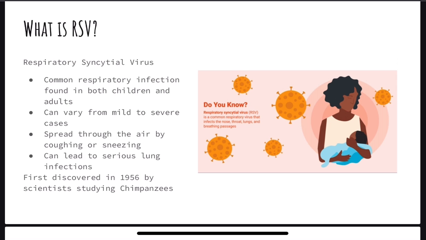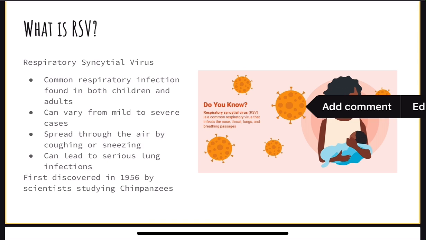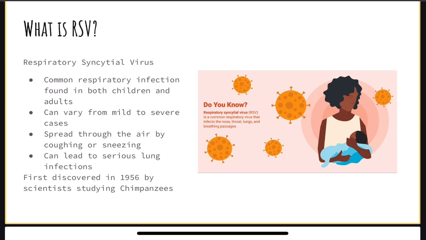So RSV is spread through the air by coughing or sneezing and can lead to serious lung infections. These lung infections can be bronchitis, pneumonia, or anything else that affects the upper or lower respiratory tract. And pathogens that are spread from coughs or sneezes can land on surfaces, which then get picked up by other people.